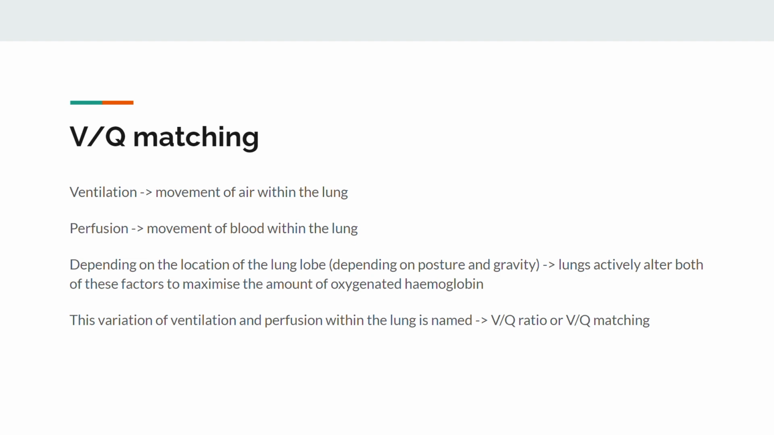So essentially, the lung does various things to actively change either or both of these two factors to maximize this oxygenation of hemoglobin. And really, this variation of ventilation and perfusion within the lung is called the VQ ratio, or VQ matching. So as I said, VQ, V for ventilation, Q for perfusion.